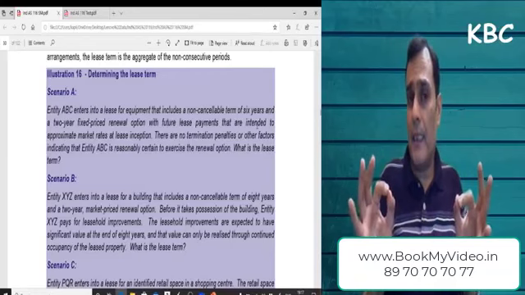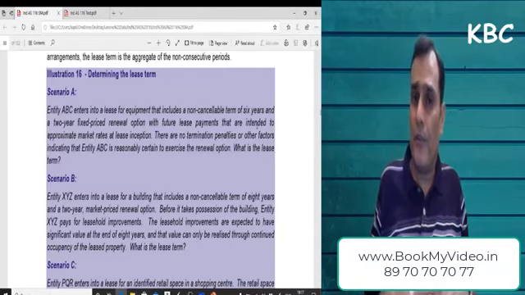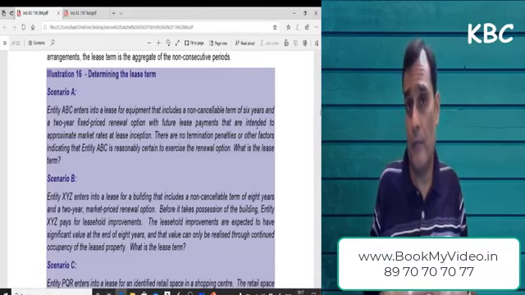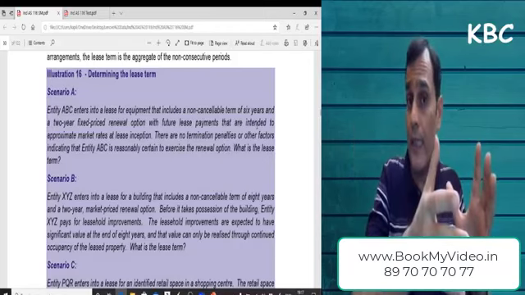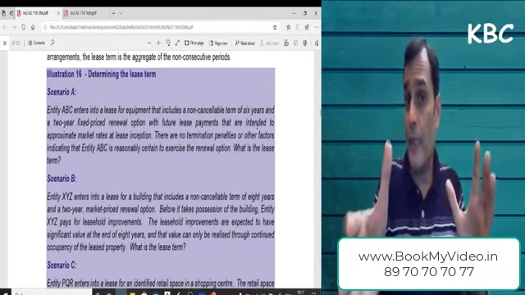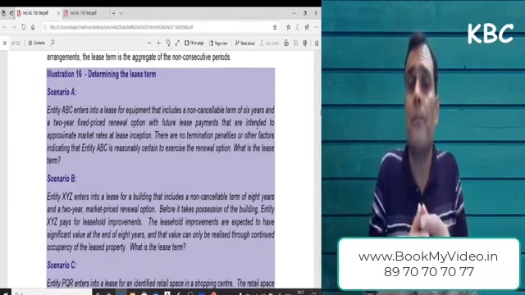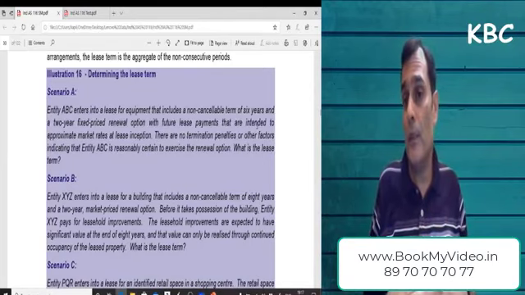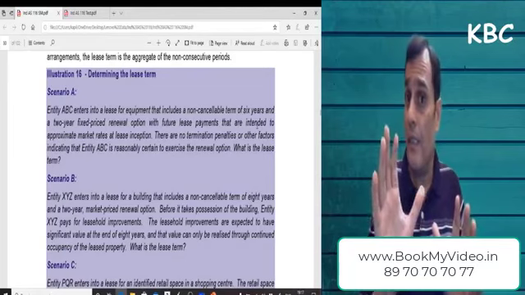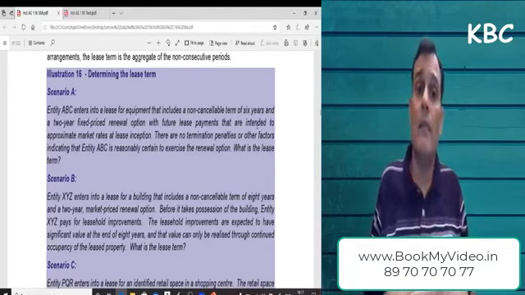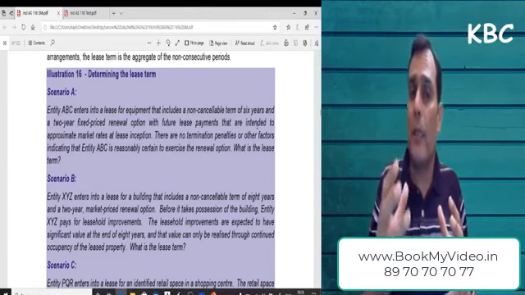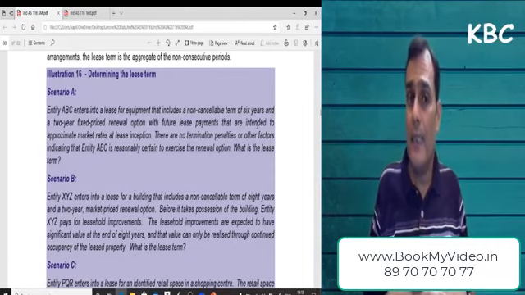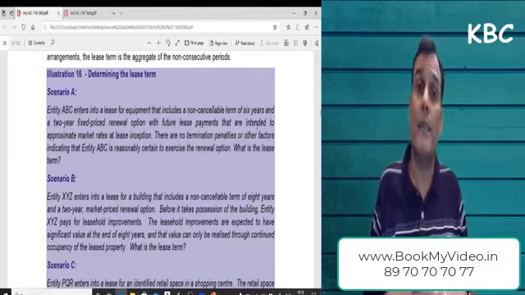It says entity ABC enters into a lease for equipment that includes a non-cancelable term of 6 years. Remember, the lease term is a non-cancelable period plus option to extend. Let's not consider the third factor right now. So we say ABC enters into a lease that includes a non-cancelable term of 6 years. So undoubtedly 6 years is definitely the lease term. And it says a 2-year fixed price renewable option with the future lease payments that are intended to approximate the market rates at the lease inception.